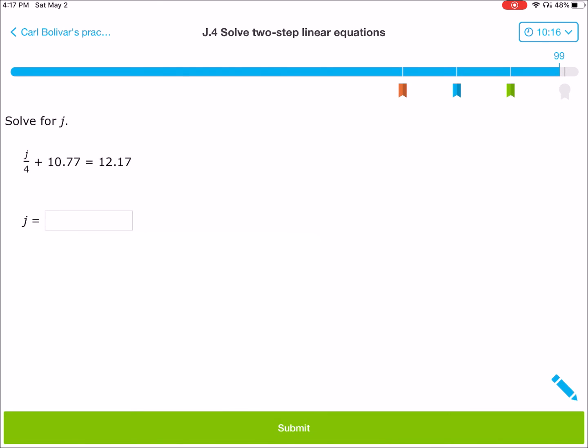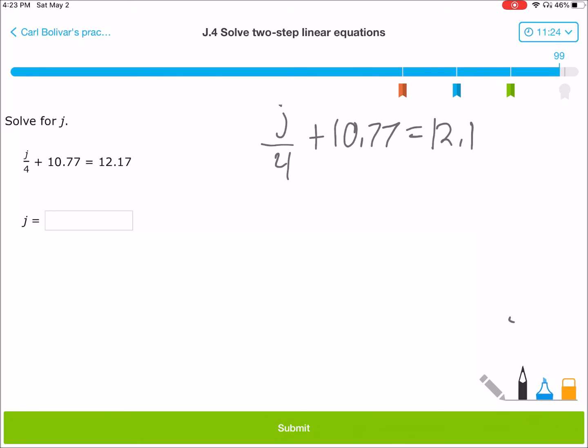Yeah, one more question, guys. So now we have a challenge question here. So pause the video, please try to solve it, and then I'll do it step by step. Alright, so I'm guessing that you solved it. So first write it out. J over 4 plus 10.77 is equal to 12.17. First, I'm going to take this and I'm going to try to put it to the other side.